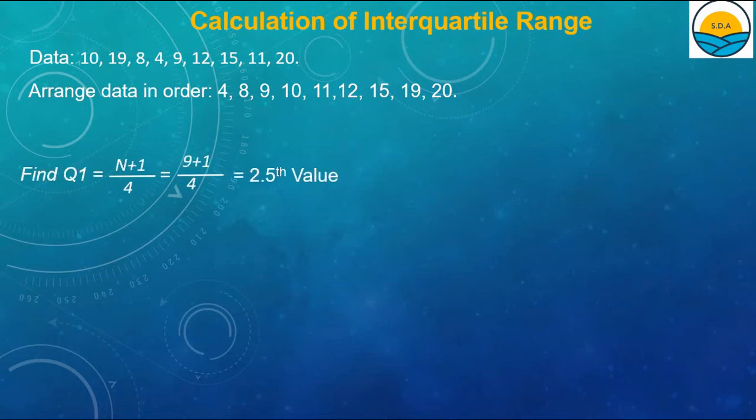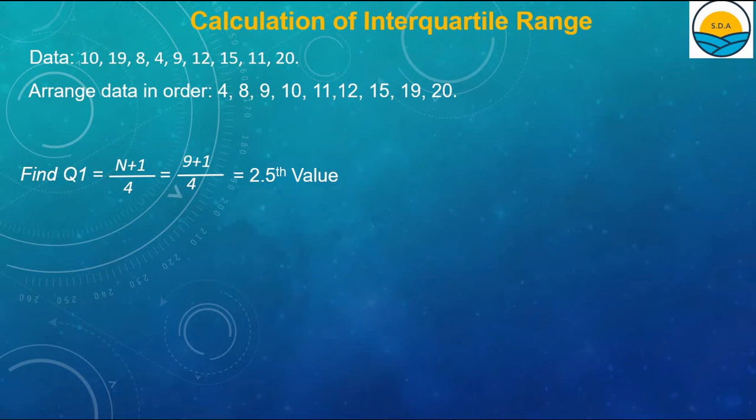The formula for the first quartile was n plus 1 divided by 4. The count of values here is 9. So we will do 9 plus 1 divided by 4. So my Q1 value will be the 2.5th value in the data set arranged in ascending order.